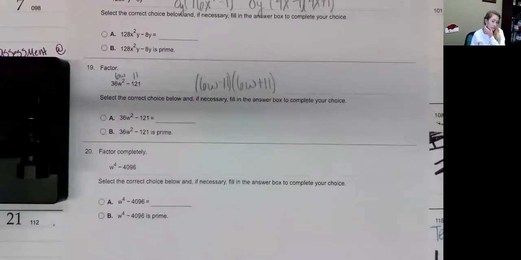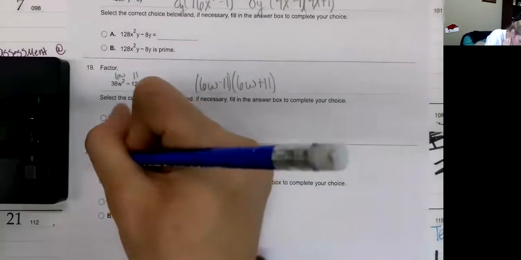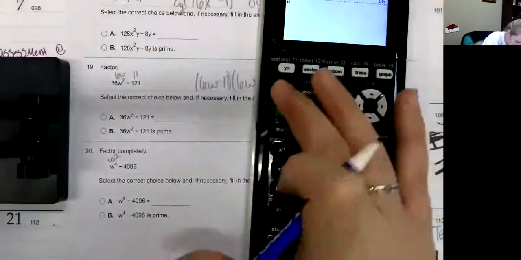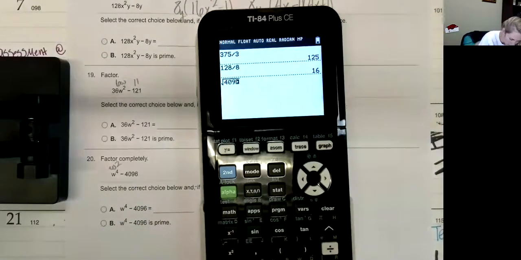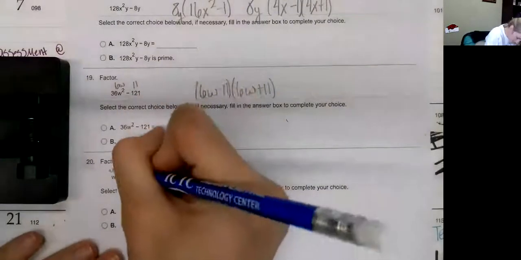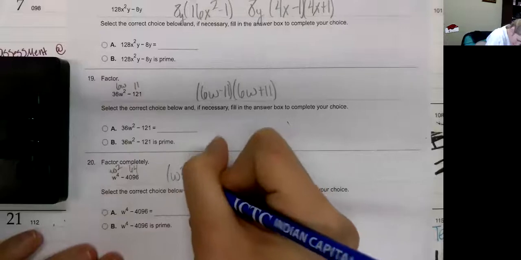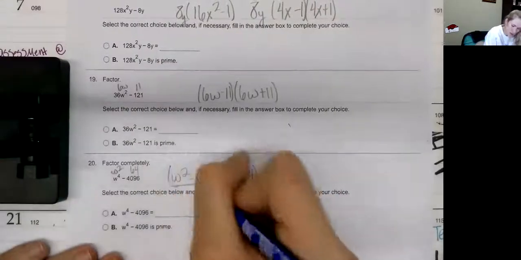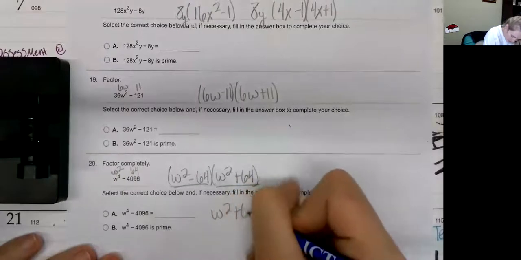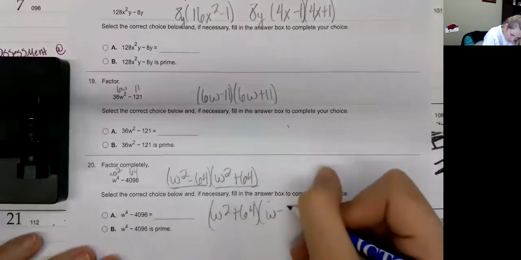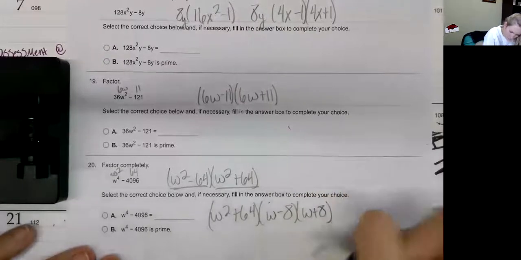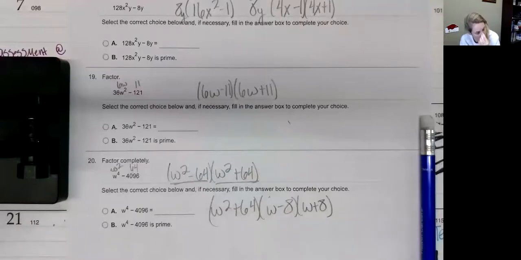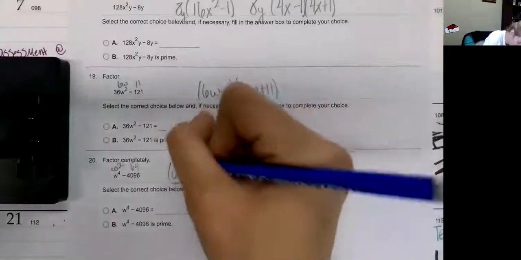This one's way too complicated for y'all to be doing, but we're going to do it anyway. So the square root of w to the 4th would be w squared. And the square root of 4096 would be 64. So I have w squared subtract 64, w squared plus 64. Can't do anything with this one. This one keeps going. So I'd have w squared plus 64 times w subtract 8 times w plus 8. Can't do anything with subtract 8 though, because there's not a square root of 8. The square root of 64 is 8, square root of w squared is w.